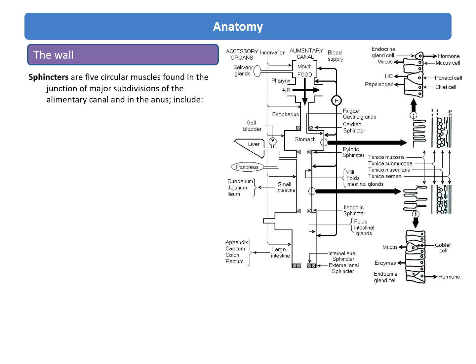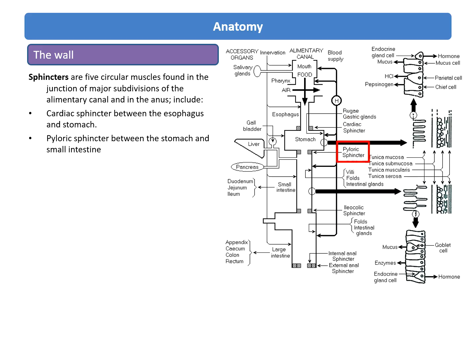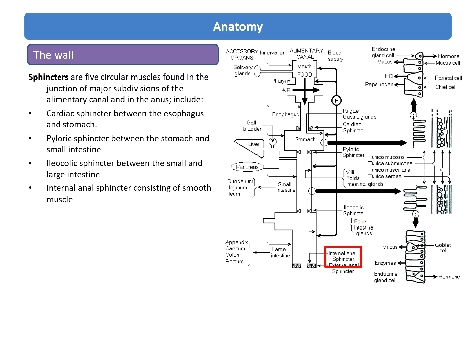Sphincters are circular muscles in tubular organs. When they contract, they can close the tubular organ. In the GI tract, there are 5 of these circular muscles. They're found at the junctions of some of the major subdivisions. They include the cardiac sphincter between the esophagus and stomach, pyloric sphincter between the stomach and small intestine, the ileocecal sphincter between the small and large intestine, and the internal and external anal sphincters.